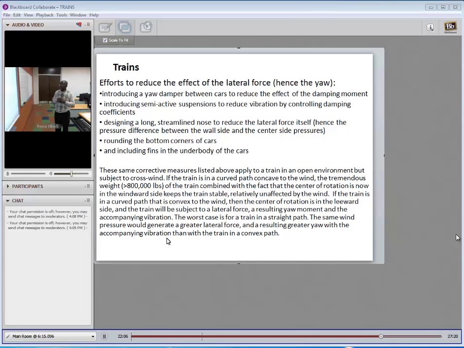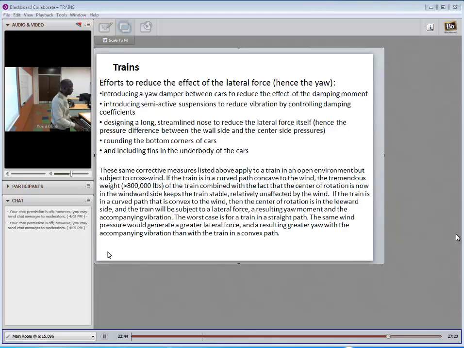But if the train is curved in the convex pattern to the wind, then the center of rotation is on the leeward side. The train will be subject to lateral force resulting in a yaw moment that is substantial. Worst case is when the train is on a straight path. The same wind pressure will generate a greater lateral force and a resulting greater yaw vibration than with the train even in a convex path, because now there's no shearing off of the wind. It hits the train right on.